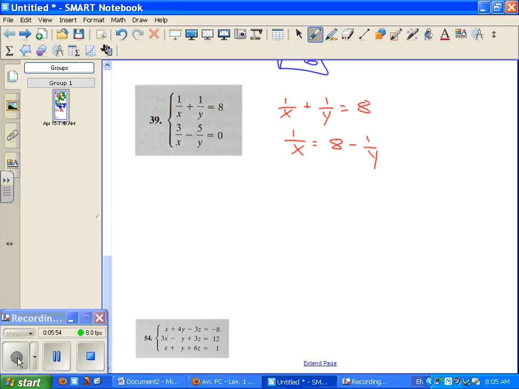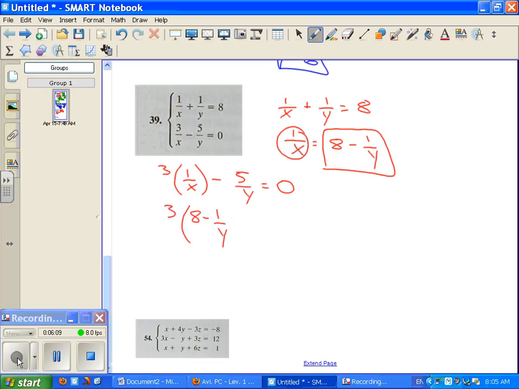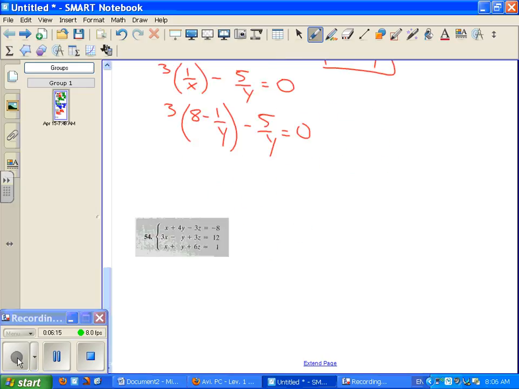Okay, so wherever I see a 1 over x, I can put this in for it. So this is essentially 3 times 1 over x. So then I plug this in for it. So it's 3 times 8 minus 1 over y, minus 5 over y equals 0. And that's 24 minus 3 over y minus 5 over y equals 0. Minus 8 over y.